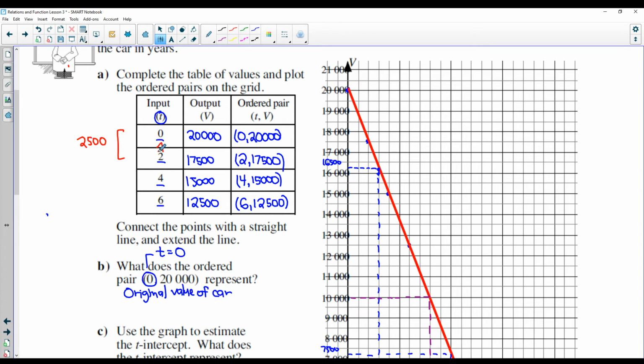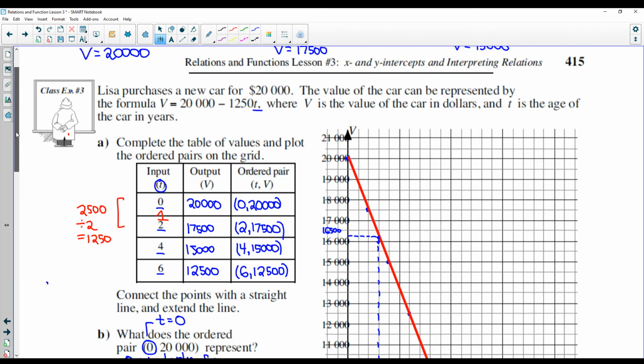So how much would it drop after 1 year? Just cut that number in half. So if it depreciates by 2,500 over 2 years, then the amount it would depreciate over 1 year would be 2,500 divided by 2, so that would be $1,250. That's actually why you're seeing this number here, the 1,250 in the equation. It's showing how much it's depreciating per year.